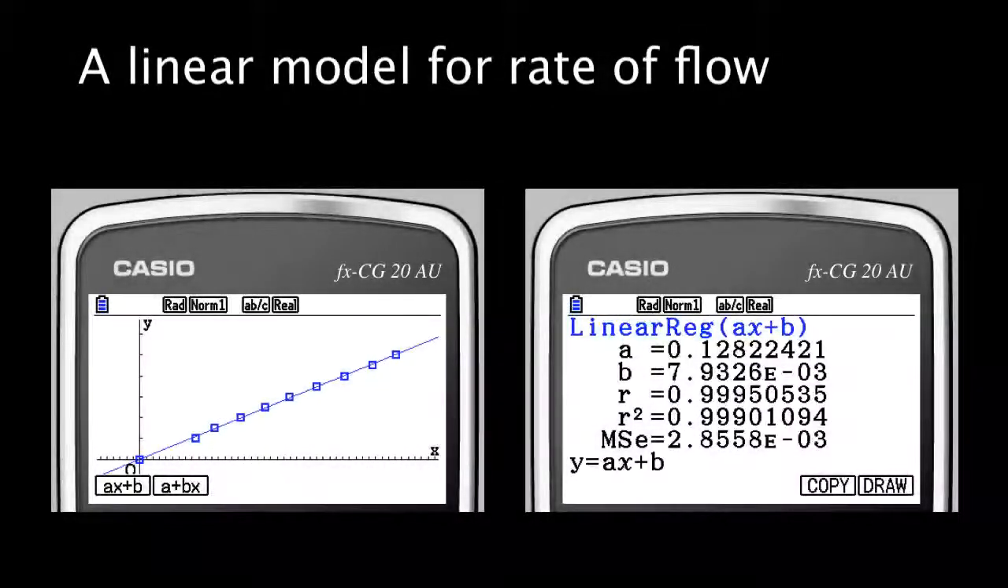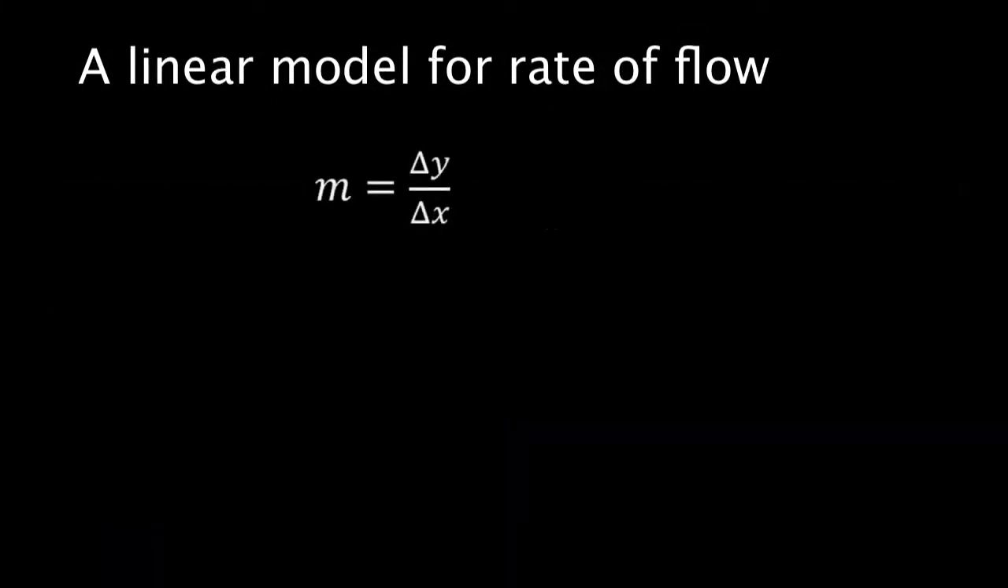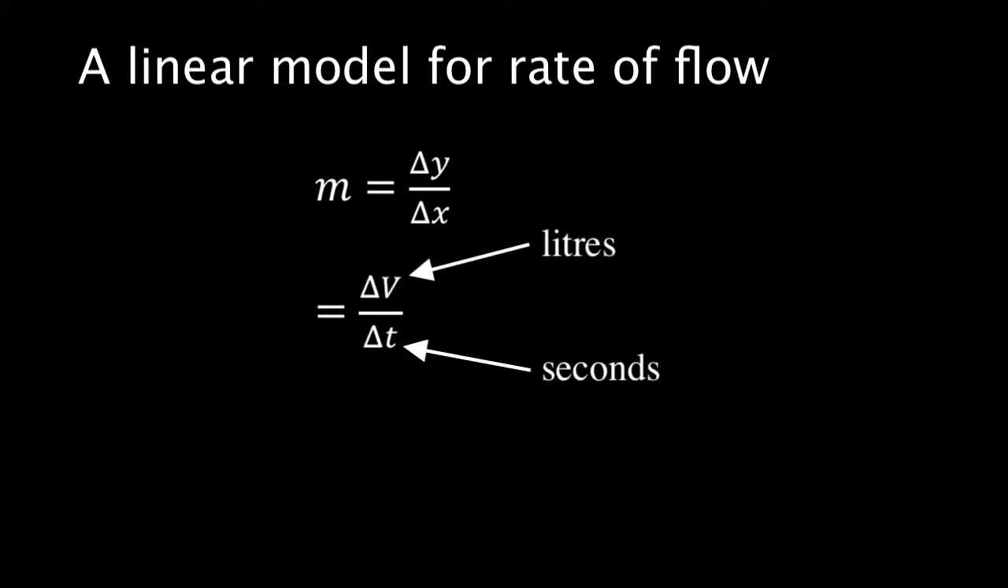So I determined the least squares line of best fit. The gradient of a linear function is the ratio of the change in y to the change in x. In this scenario, the ratio is the change in volume to the change in time, which has units of litres per second. We call this quantity the rate of flow.